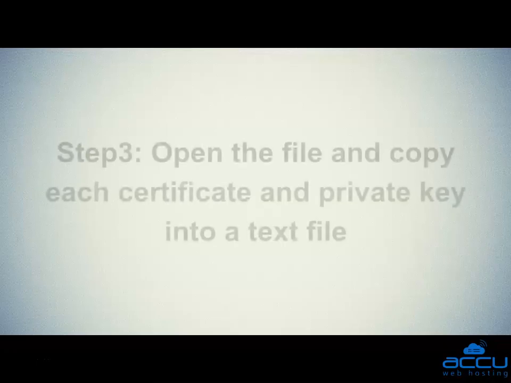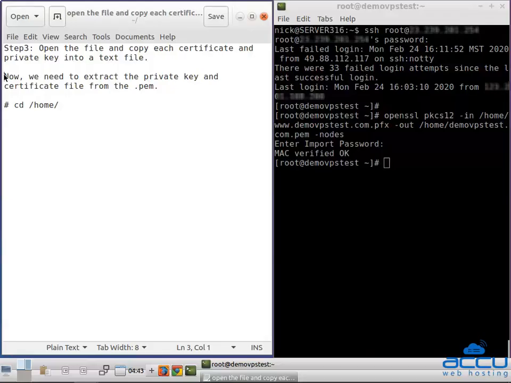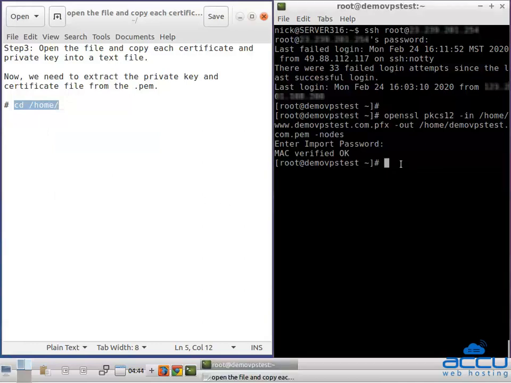Step 3. Open the file and copy each certificate and private key into a text file. Now, we need to extract the private key and certificate file from the .pem file. Go to the path where the .pem file is stored. Here, we will use this path because we have entered this path to store the .pem file. Copy the command and paste it in the terminal. After that, press Enter to execute it.